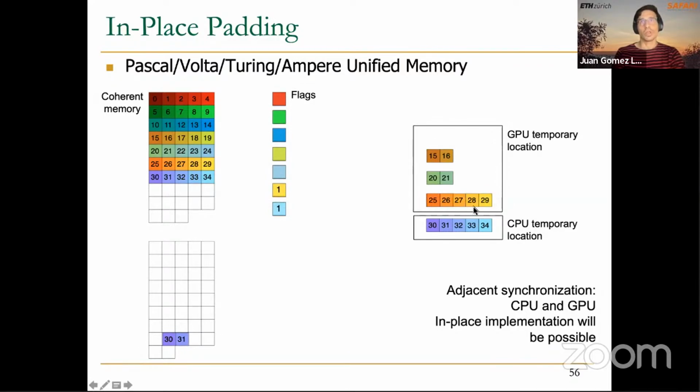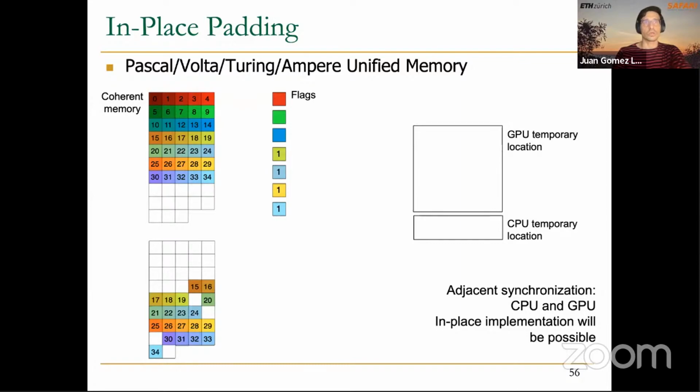So here at some point, one GPU thread block finishes moving the whole row from the coherent memory to some temporary location. Now it sets the corresponding flag, and then it starts moving the row to the final destination without any issue related to overwriting other rows. And we can continue the execution until we complete the whole operation, the whole in-place padding operation.